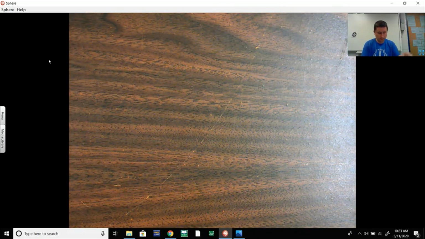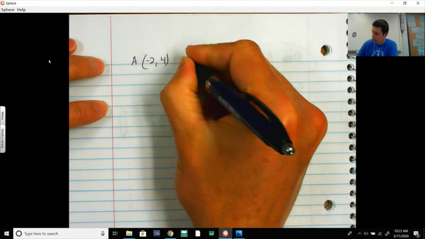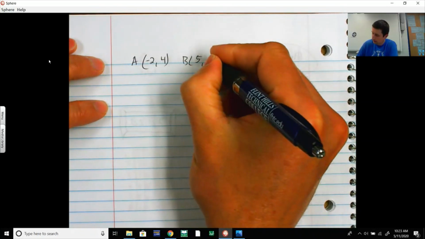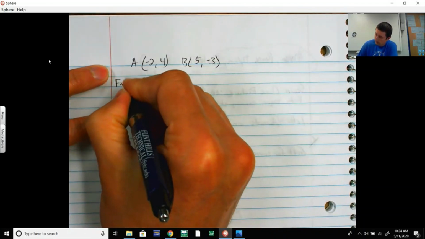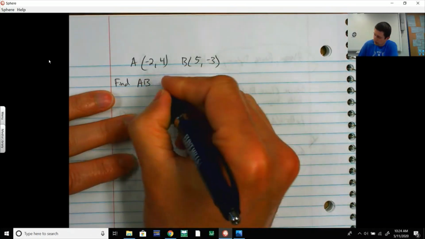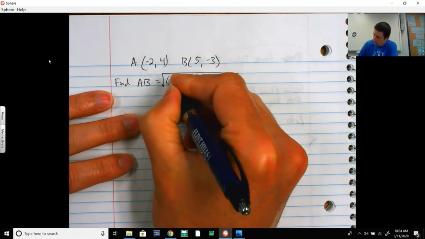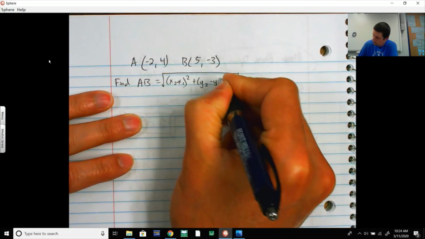All right, let's do one more example with the Pythagorean theorem. Draw that one out. Let's just make up some numbers here. Let's say we have negative 2, 4. That can be point A, and point B is going to be 5, negative 3. We want to find AB, the length from A to B. So AB is going to be the square root of x2 minus x1 squared plus y2 minus y1 squared.